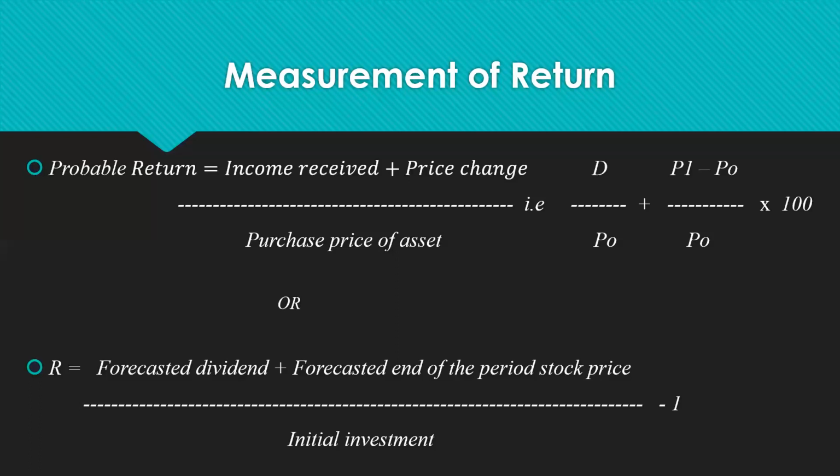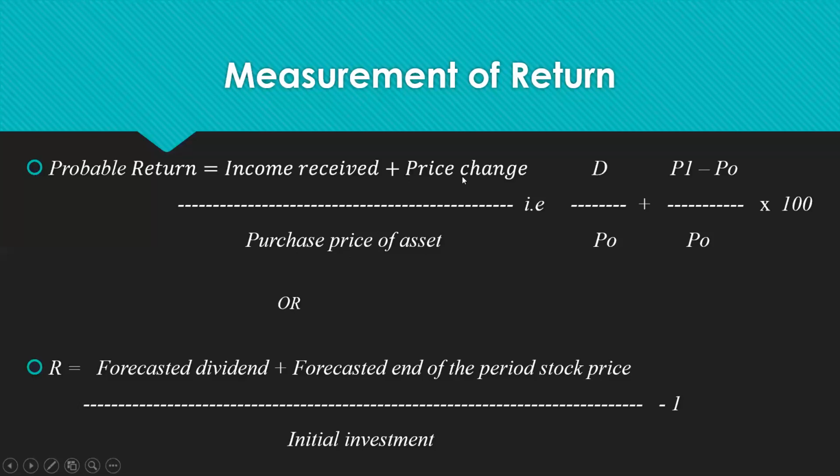So to measure the return, there are two formulas. You can apply any formula to identify a probable return for your security. What could be the return if you are investing in a particular security? That is the probable return. So the first one is income received plus price change divided by purchase price of the asset.